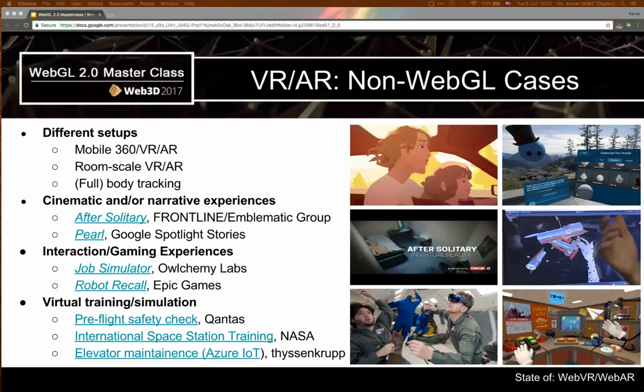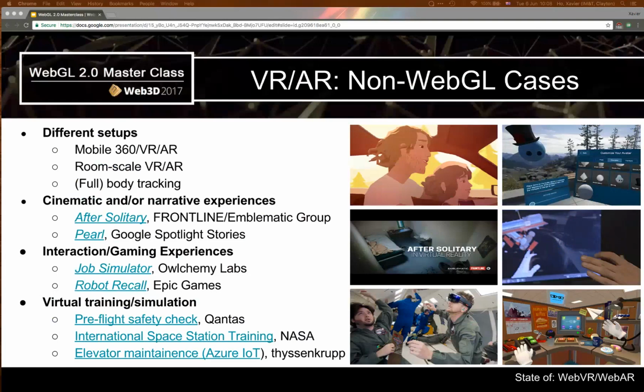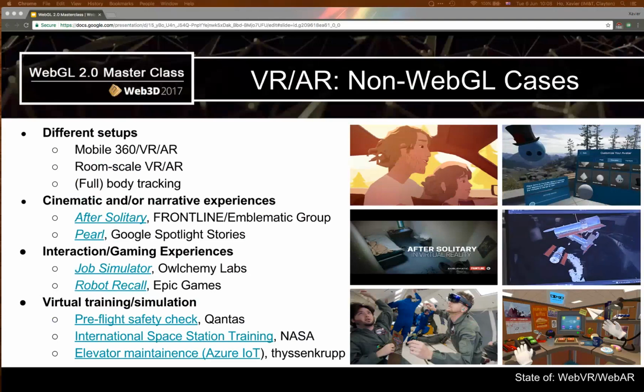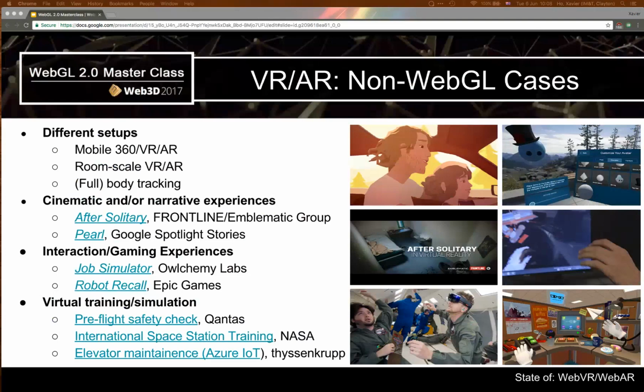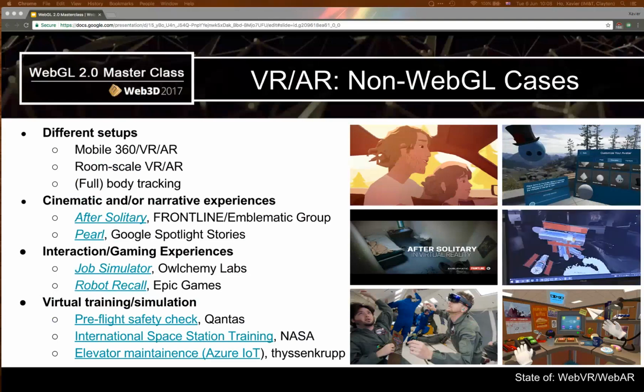Of course, from an AR perspective, there's an elevator maintenance Internet of Things case that's been done by CSIRO in collaboration with Microsoft, and basically it allows elevator maintenance workers to check and see how elevators are doing, and they have a proof of concept for it.